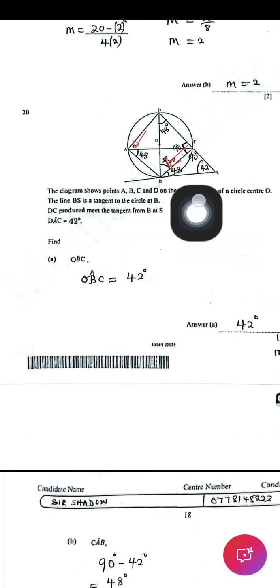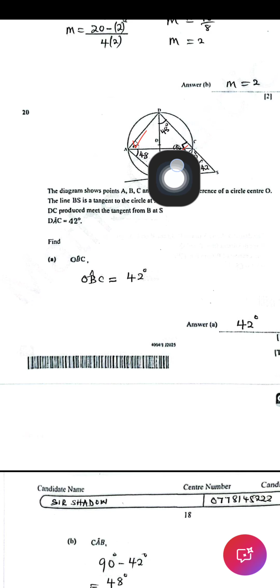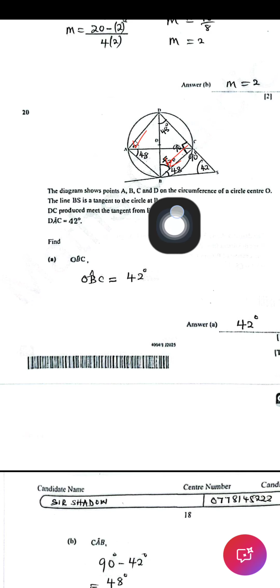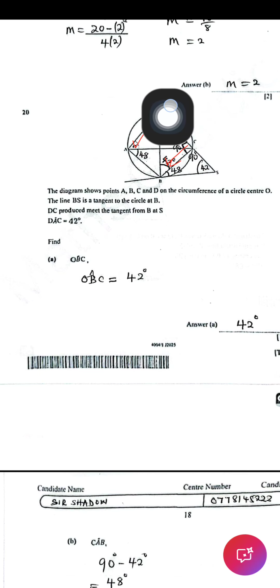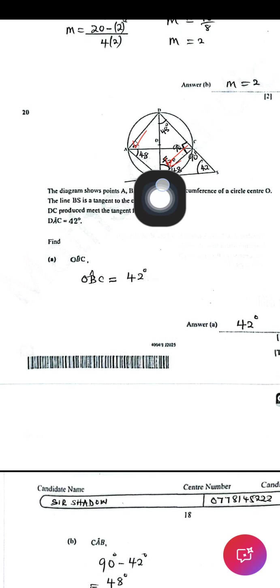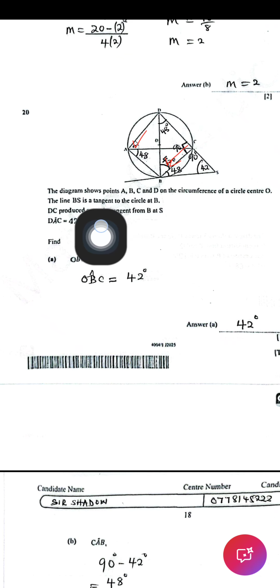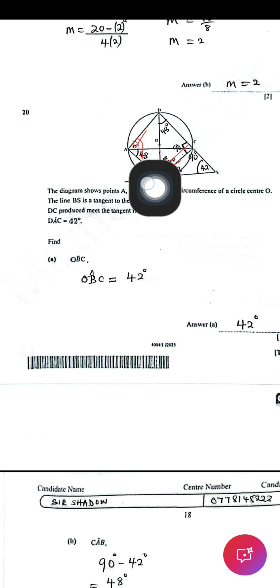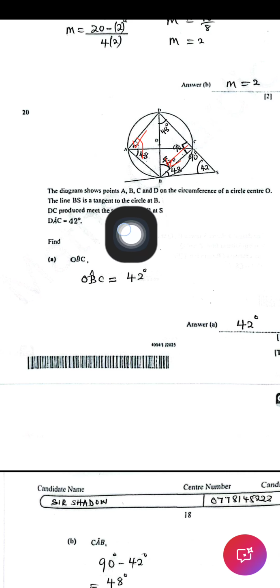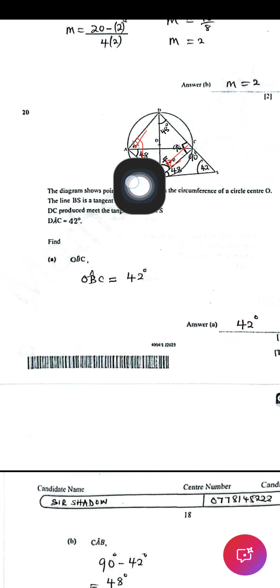But we're also given that we have the center, so BD is the diameter. At the intersection of the diameter and the two chords, chord AB and chord AD, we form 90 degrees right here. But you are given 42 right here. So 90 minus 42, we get 48 right here.